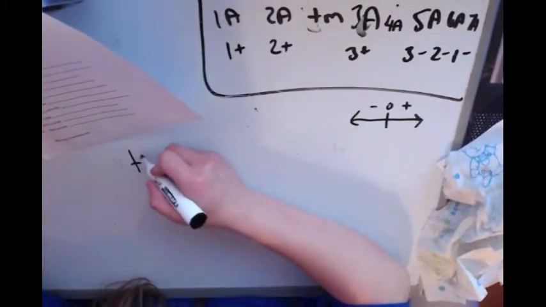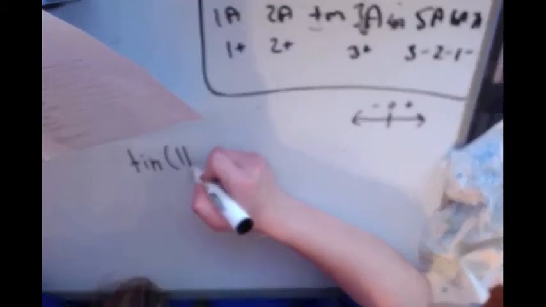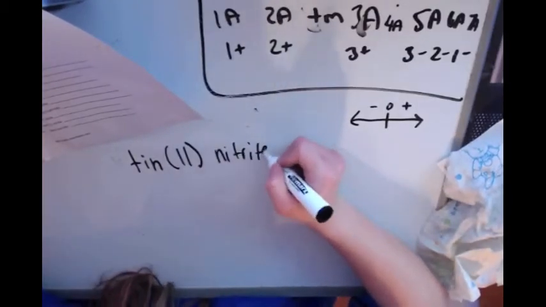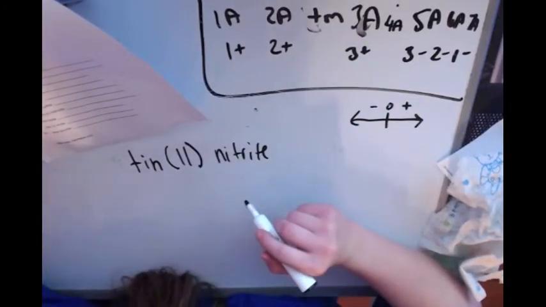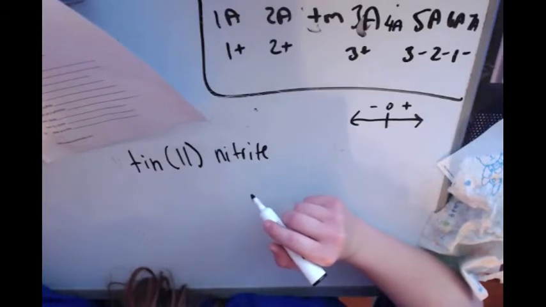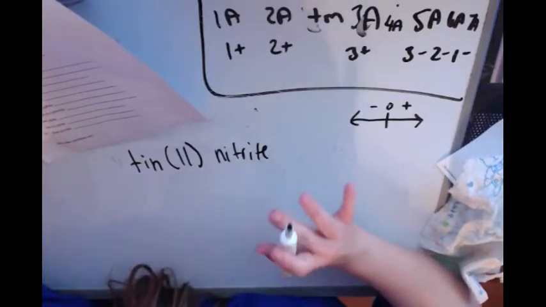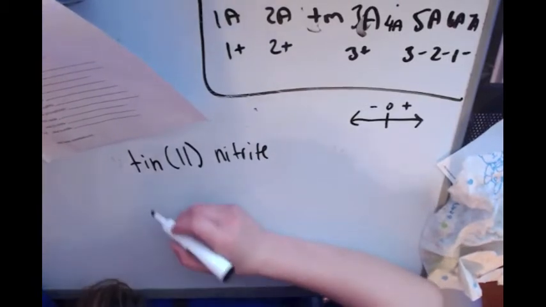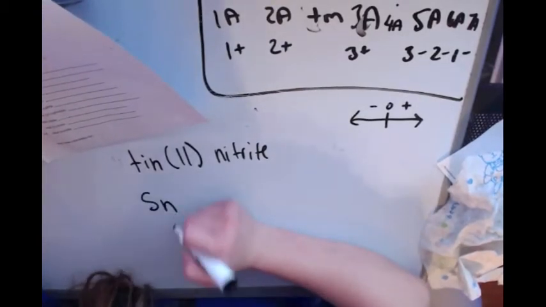Next you have tin 2 nitrite. Now tin again is in the 4A column, but like I said, the 4A column is kind of weird. So just go off what you know. Tin is written as Sn.